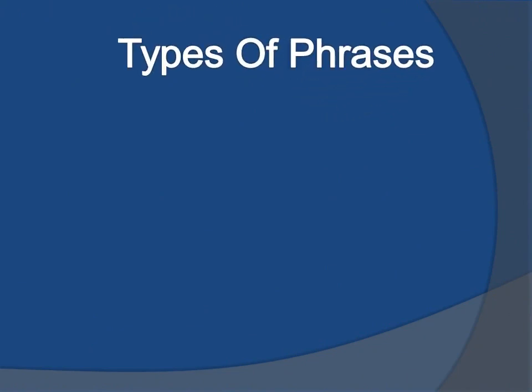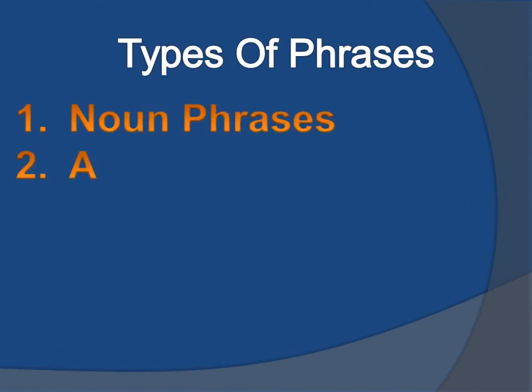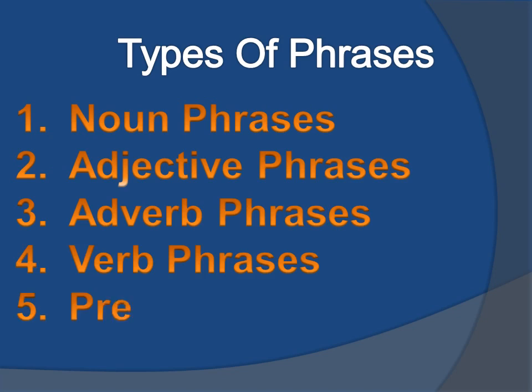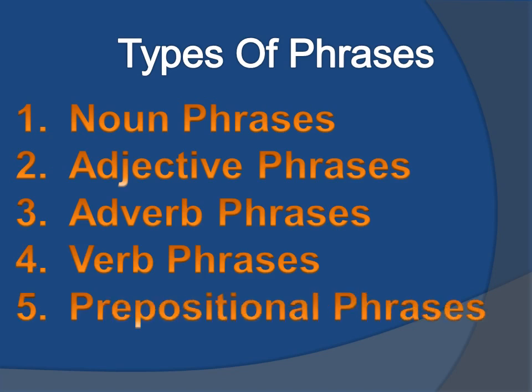Types of phrases. Noun phrases, adjective phrases, adverb phrases, verb phrases, prepositional phrases. These are the 5 types of phrases. But here we will study only 3 types of phrases. Remaining we will study later on.